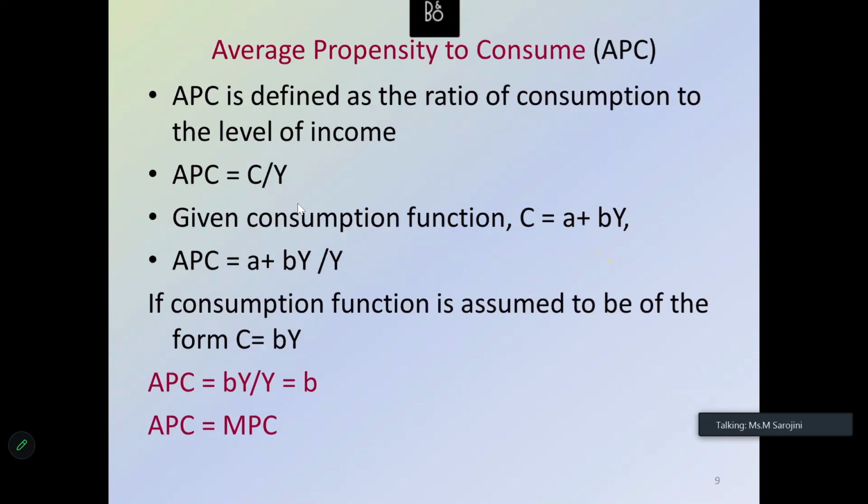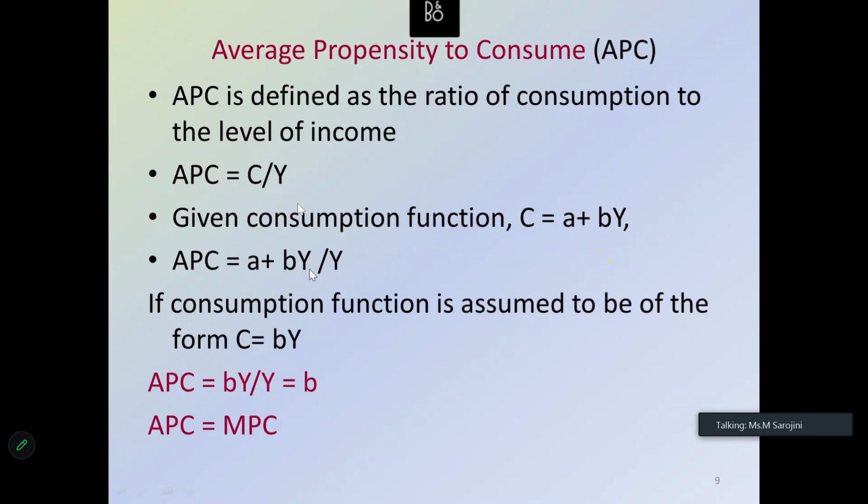And the aggregate APC, aggregate propensity to consumption. Here, this aggregate propensity to consumption is equal to C divided by Y. This one also we already discussed under the concept of the national income determination. Here also, once we have the consumption function C is equal to A plus BY, the APC is equal to C divided by Y. Here C is indicated as A plus BY.